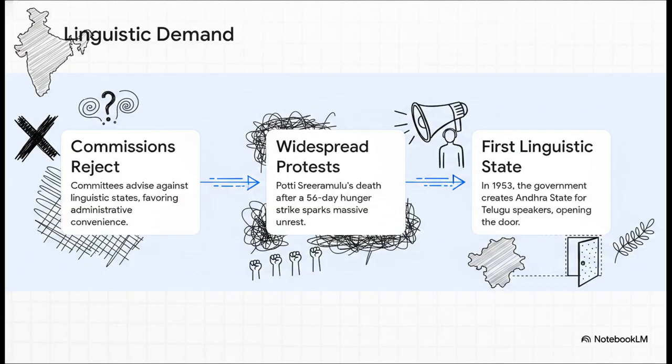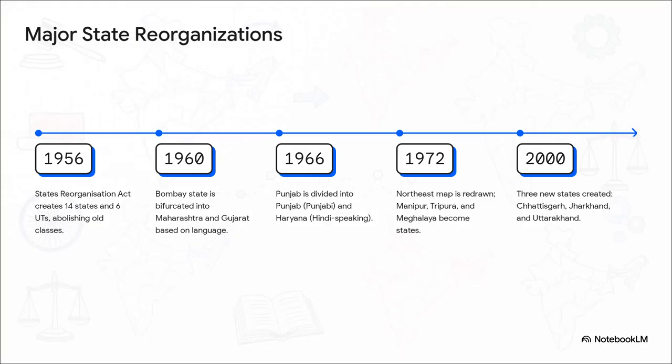But the public pressure was immense. It tragically culminated in the death of a protester, Padi Srilamulu, after a 56-day hunger strike. That event sparked massive unrest, and it really forced the government's hand. So in 1953, the very first linguistic state, Andhra, was created for Telugu speakers. And let me tell you, that one decision opened the floodgates. It set off a chain reaction.